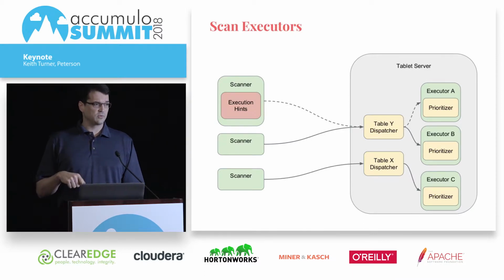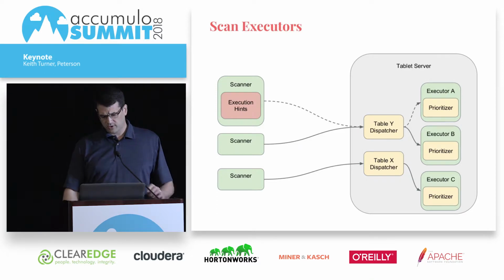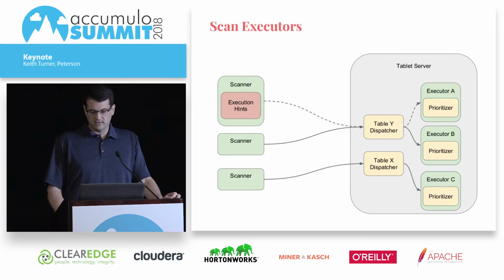The user can also write a table dispatcher. And what the table dispatcher does is, when a scan comes in, it has the option to say which executor should process that scan. And the third part of this is execution hints. That's something the scanner can pass that the dispatcher and the prioritizer can see. So for example, an execution hint could be, can you give me executor foo? Or, can you set the priority to 5? Execution hints don't have to be honored by the dispatcher or prioritizer, but they're visible to them.